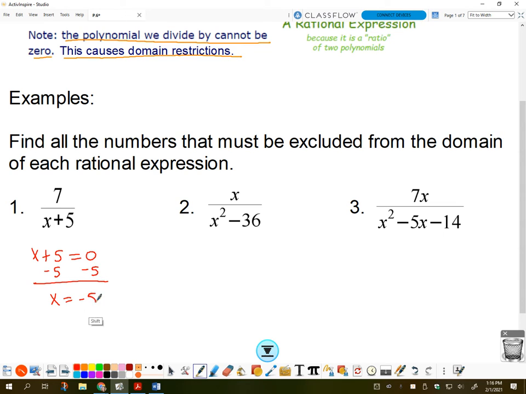We get x is negative 5. So if I want this denominator to equal 0, that happens when x is negative 5. So all I have to do to give the excluded values is put a does not equal in here, and I'm saying x cannot equal negative 5.